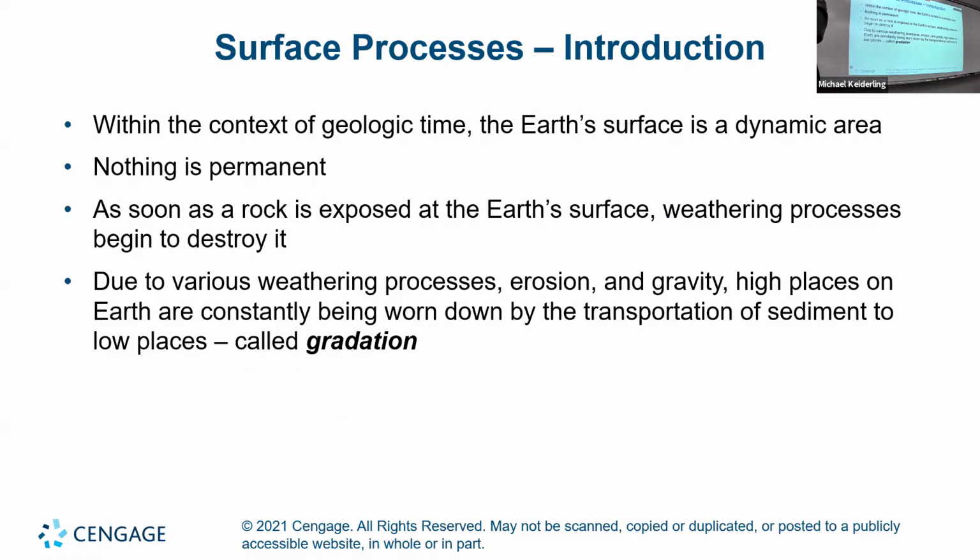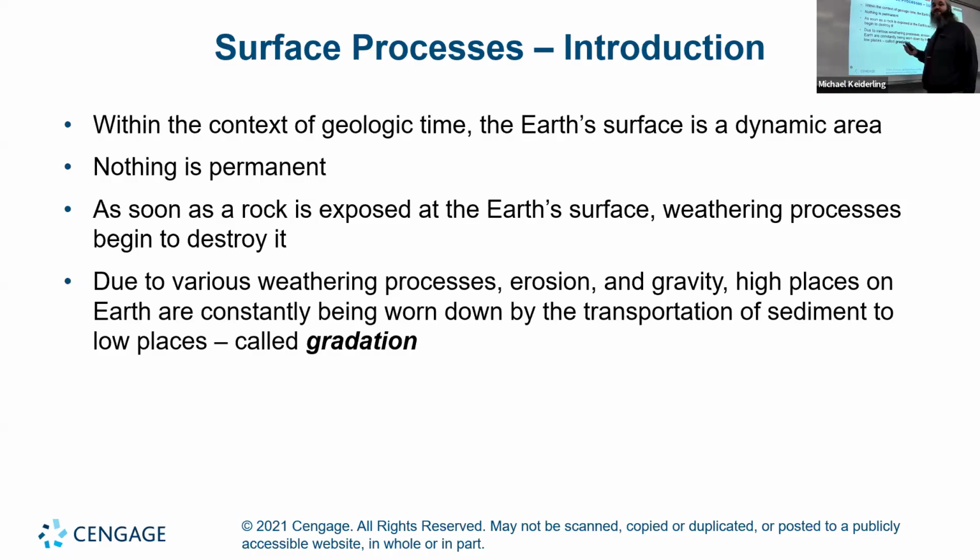Within the context of geologic time, the Earth's surface is a very dynamic area. This is where stuff happens relatively fast. Nothing is permanent. As soon as a rock is exposed to the Earth's surface, various weathering processes begin to destroy it. Because Earth has such an active surface, unlike other planets in the solar system, we don't have lots of craters from impacts, because they get worn away. Stuff gets destroyed on it.